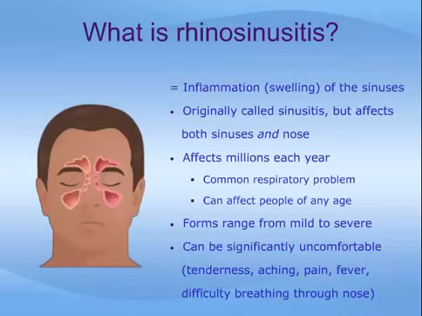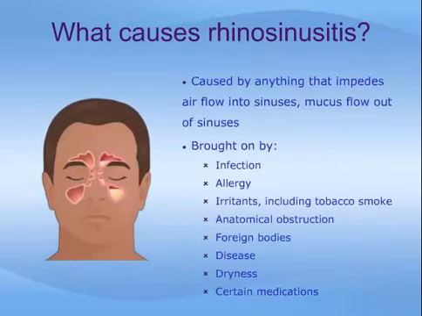Approximately 37 million Americans and 4 million Canadians are afflicted with rhinosinusitis each year. It is one of the most common problems of the respiratory system and can affect people of any age. Forms of rhinosinusitis range from mild to severe and can be significantly uncomfortable, causing tenderness in the face, aching behind the eyes, pain, fever, and difficulty breathing through the nose.